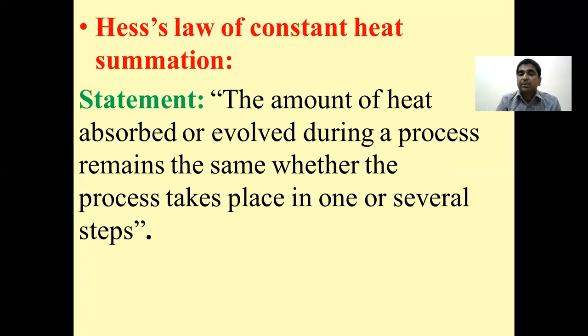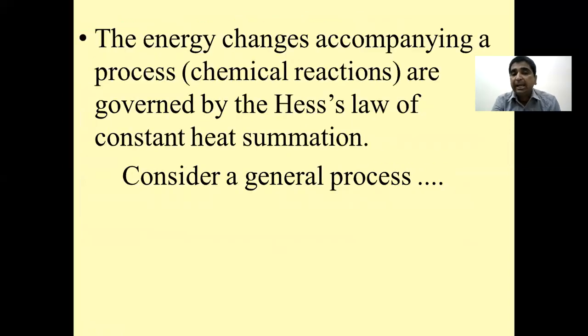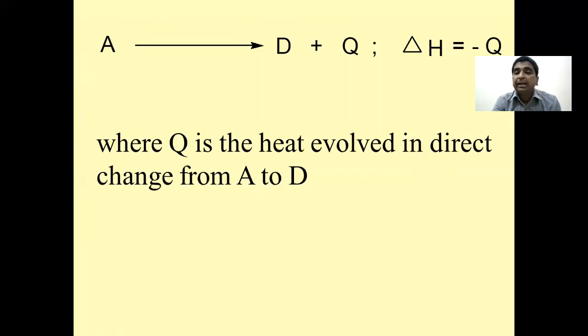So Hess's law of constant heat summation says that the amount of heat absorbed or evolved during a process remains the same whether that process takes place in one or several steps. And this is a very important law in thermochemistry, which governs the energy changes accompanying a chemical process or chemical reactions. And we have illustrated one example, that is conversion of A into D.